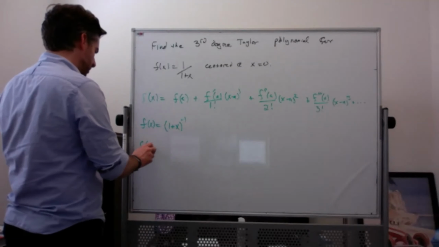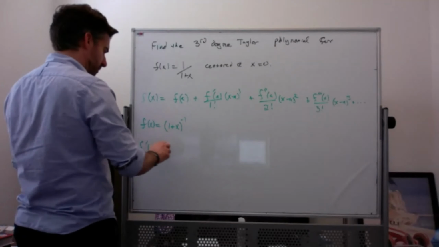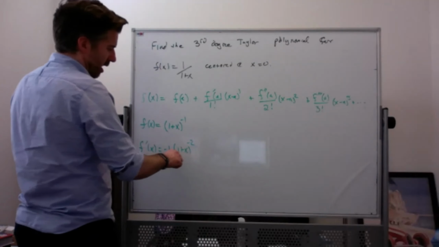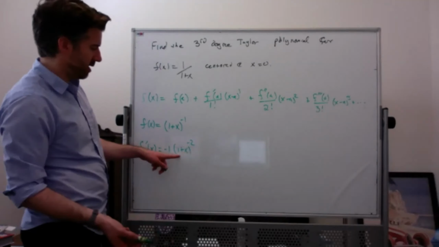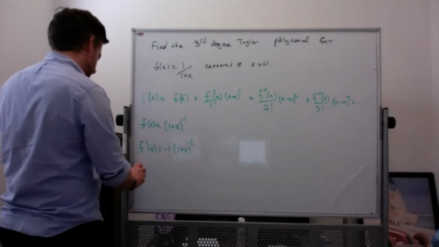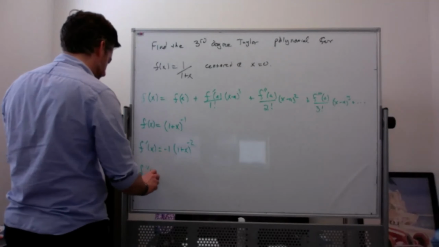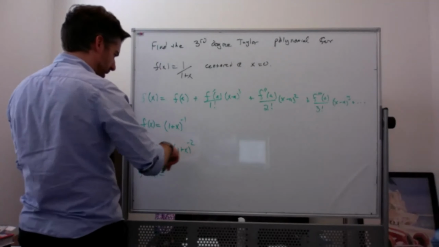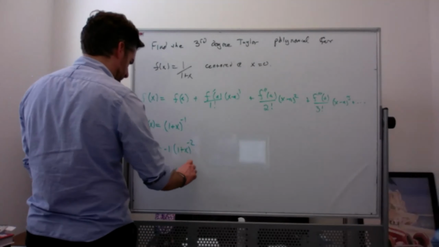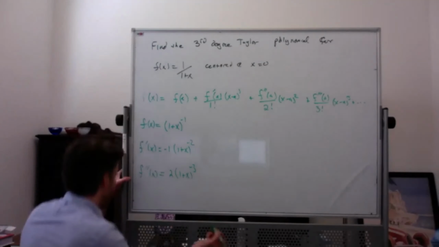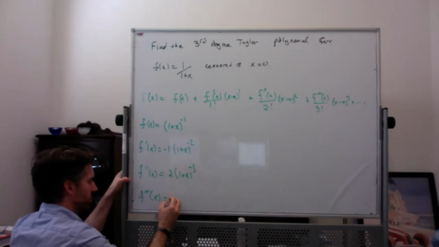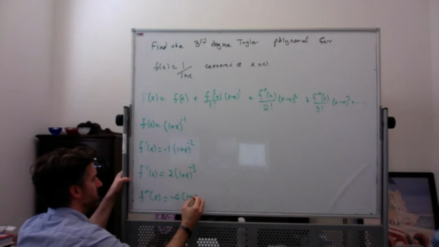So then my first derivative is going to be negative 1 times 1 plus x to the negative second. I should think about the chain rule for a second and say I would multiply with the derivative of the inside, but that's just going to be 1, so I can kind of ignore it. And then I get the second derivative. That's going to be negative 1 times negative 2, so positive 2 times 1 plus x to the negative third. And then the third derivative is going to be negative 3 times 2 is negative 6 times 1 plus x to the negative fourth.